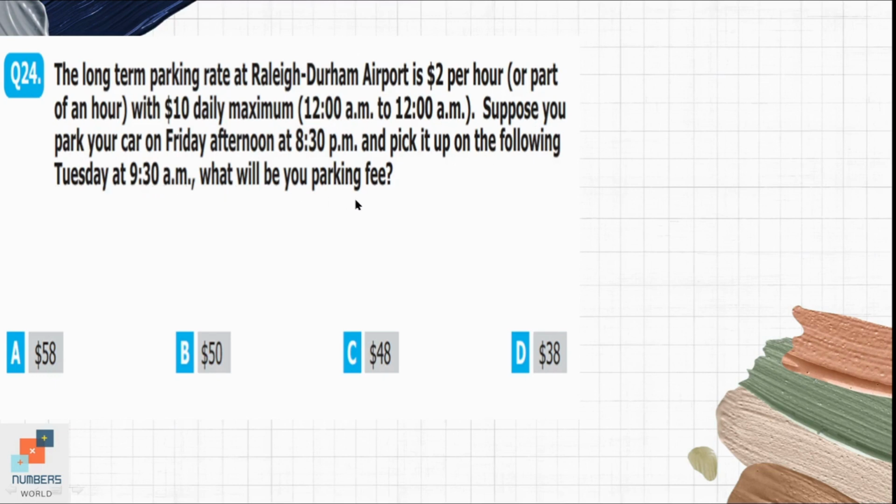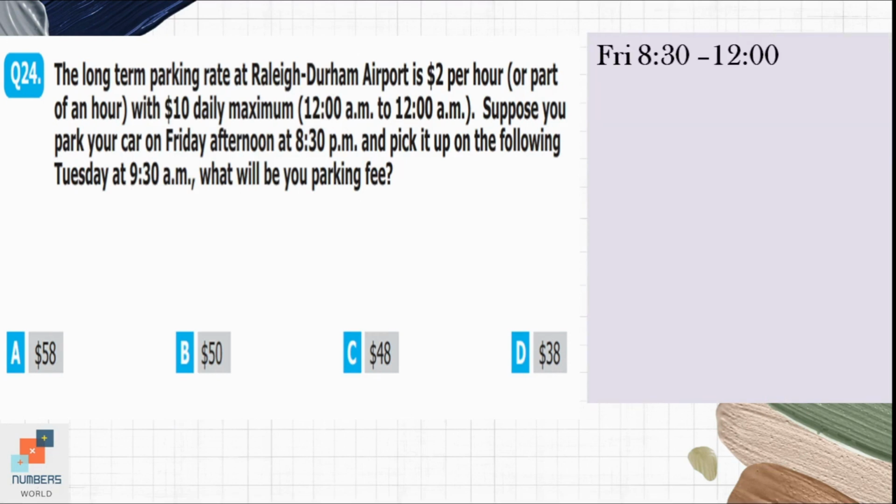What will be your parking fee? From Friday 8:30 p.m. to 12 o'clock, there are 3 hours and 30 minutes. We know the parking fee for 1 hour or any part of an hour is $2. So we will multiply 4 by $2. So the parking fee for Friday is $8.